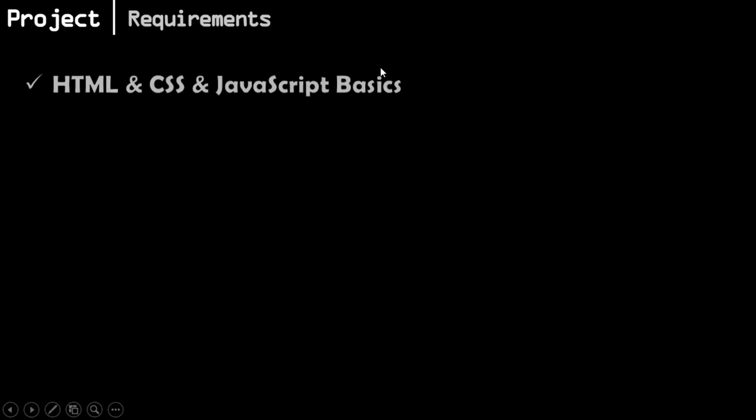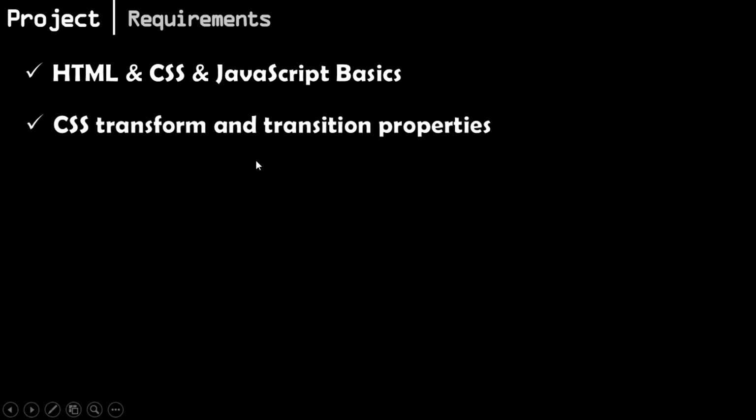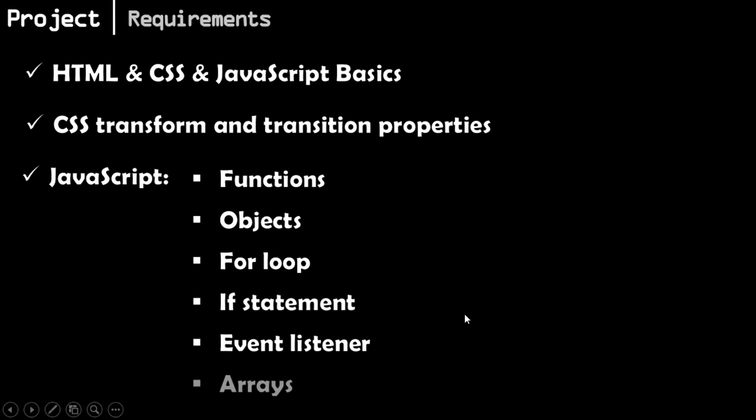First, you need to know some HTML, CSS and JavaScript basics so you can follow along easily with the tutorial. It's good to know about the CSS transform and transition properties, but if you don't, don't worry, we will talk about them in this tutorial. In JavaScript, you need to know how to create a function, which is an object. You should have used the for loop before, if statements, and an event listener, or at least know what an event listener is, and also have dealt with arrays before.